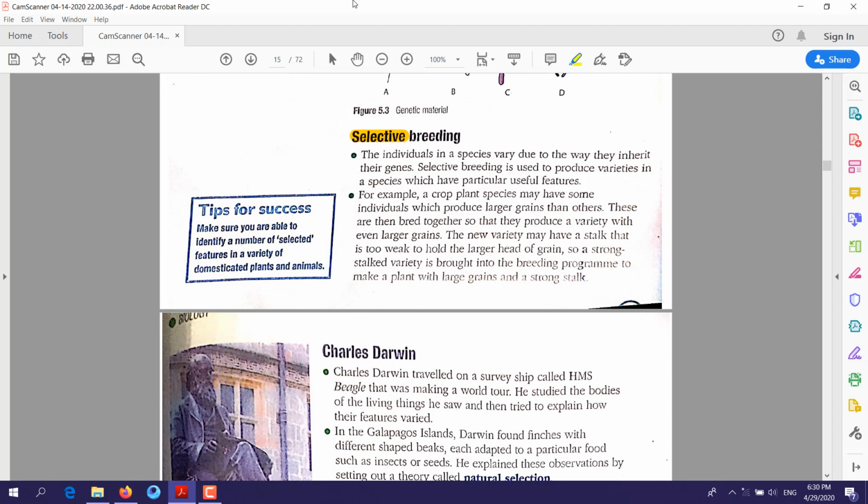So in order to what? In order to increase this feature. So this is what we mean by selective breeding.